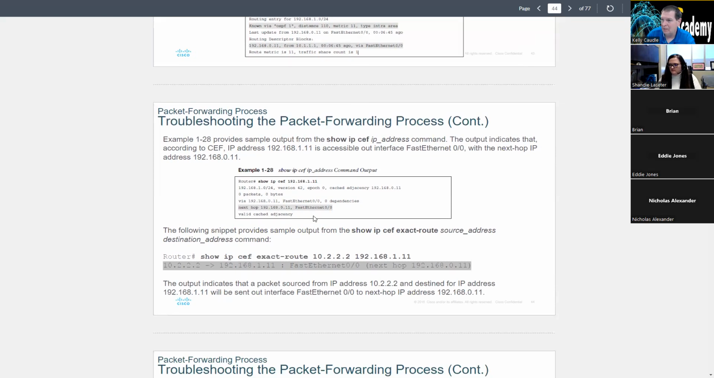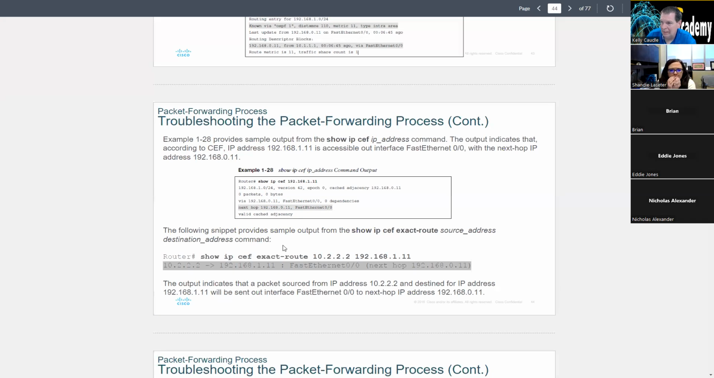So you'll see this tells me that in the CEF table, there's a valid adjacency for the 192.168.1.0 network to get to it and how I get to it. So this tells me I go over to 192.168.0.11 out FastEthernet 0/0 to be able to get there.